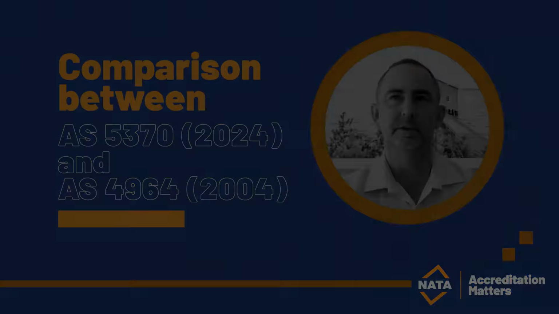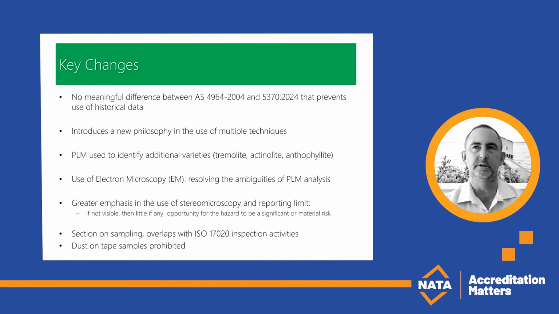The key takeaway is that for the vast majority of cases, the new AS5370 standard and the old AS4964 standard will produce no meaningful difference in the reported result. The main changes include the introduction of electron microscopy and the allowance to use polarised light microscopy for additional asbestos varieties of actinolite, tremolite and anthophyllite. However, those three varieties must be confirmed by electron microscopy, and there is no more reporting of unknown mineral fibres.